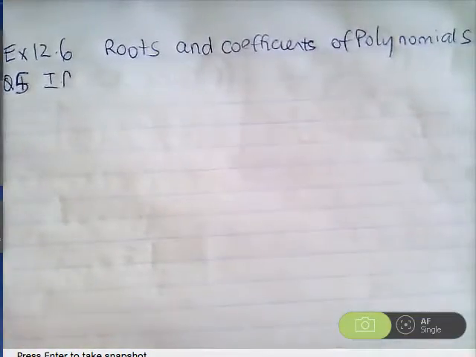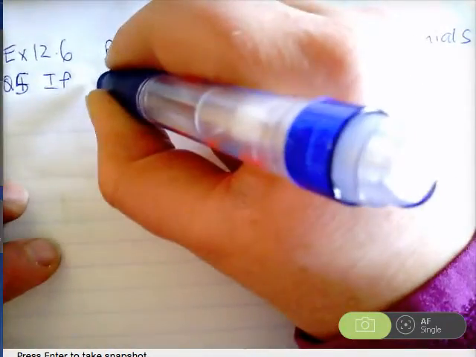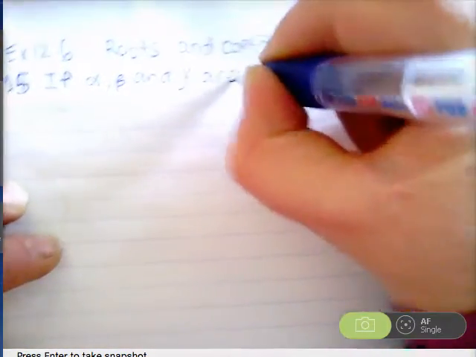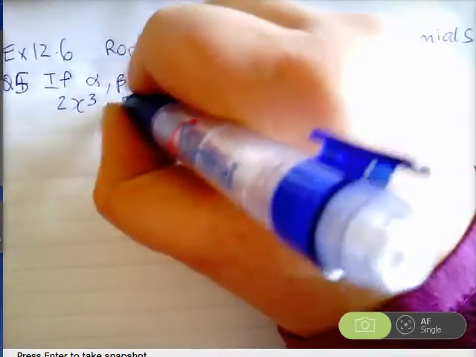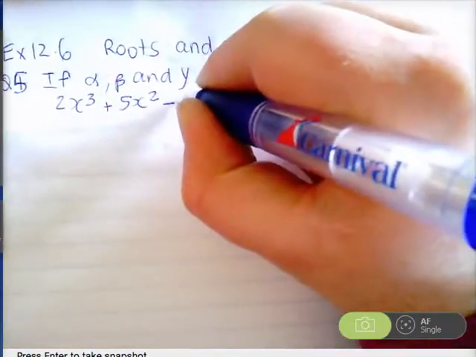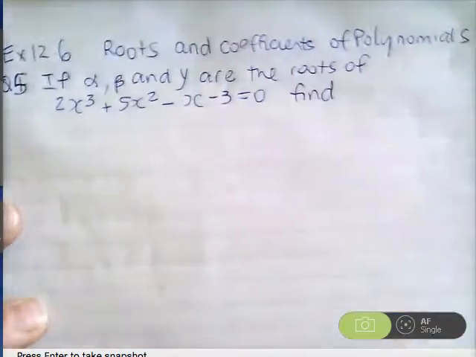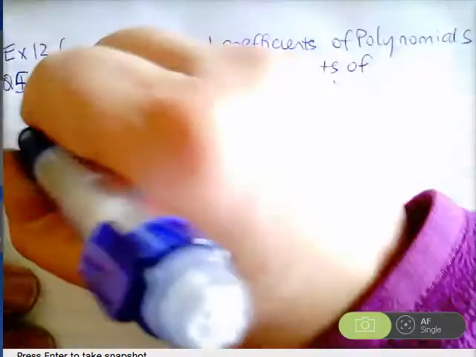Question 5, because, girls, the other questions are really basic and we'll be covering that sort of stuff in these questions. Question 5, if alpha, beta, and gamma are the roots of 2x cubed plus 5x squared minus x minus 3 equals 0, find the following.